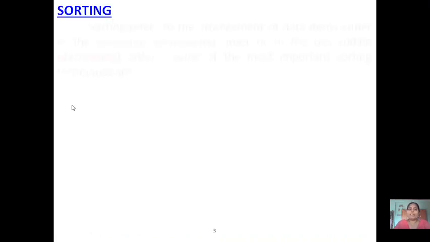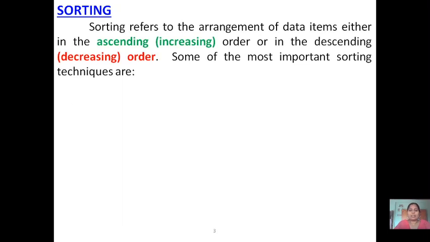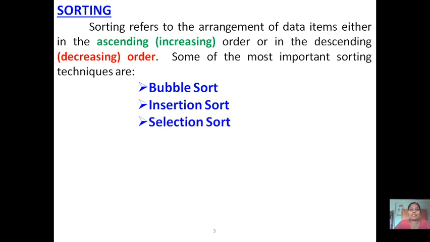So what is sorting initially? Sorting is nothing but arrangement of data in a particular order. Either it can be in ascending or in descending order. There are a few important sorting techniques available. Those are bubble sort, insertion sort, selection sort, quick sort and merge sort.